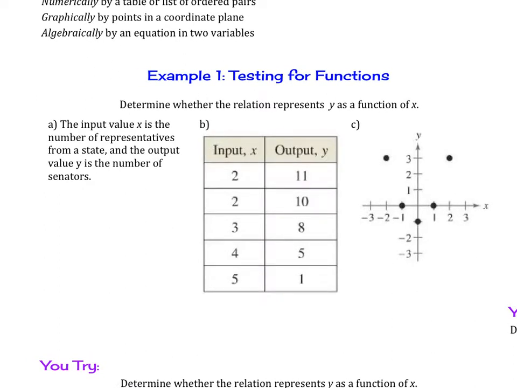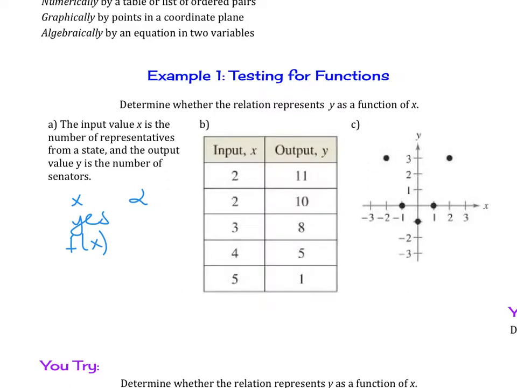Determine whether the relation represents y as a function of x. So A, the input value x is the number of representatives from a state, and the output value y is the number of senators. So letter A, yes, that is a function. You have 2 senators in every state. It doesn't matter how many people you have in the state, that is always the same. So no matter what the x value is, the y value will be 2. And that's okay. So this, we're going to say, is a function. Normally, I won't give you very many of these that are worded in this way.